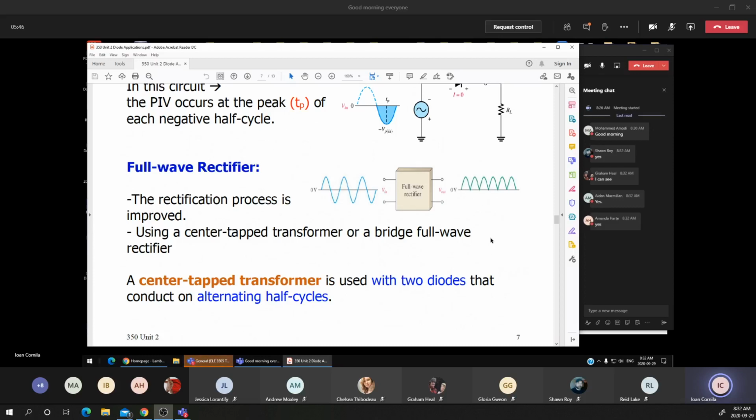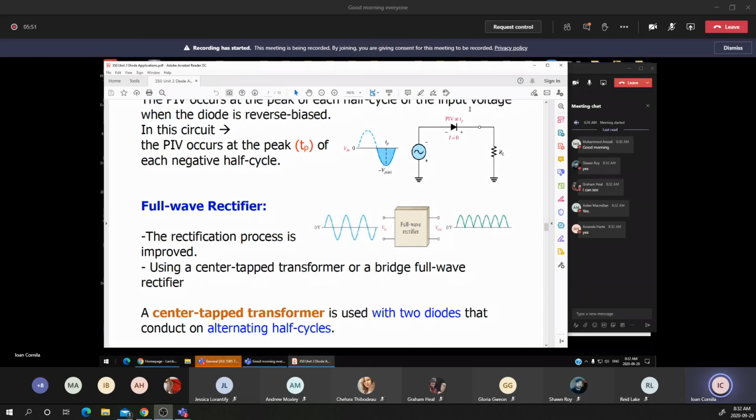Now let's go back to what we discussed in the previous lecture. We discussed the half-wave rectifier, which uses just a single diode. Using a single diode, the negative half of the sine wave supplied by the voltage source is suppressed, making a DC voltage. But what are the advantages and disadvantages of this rectifier?